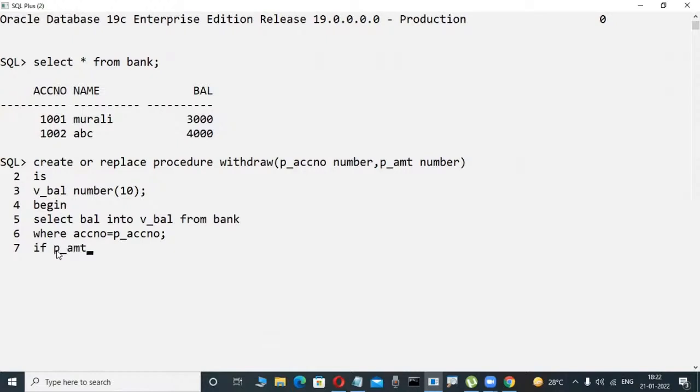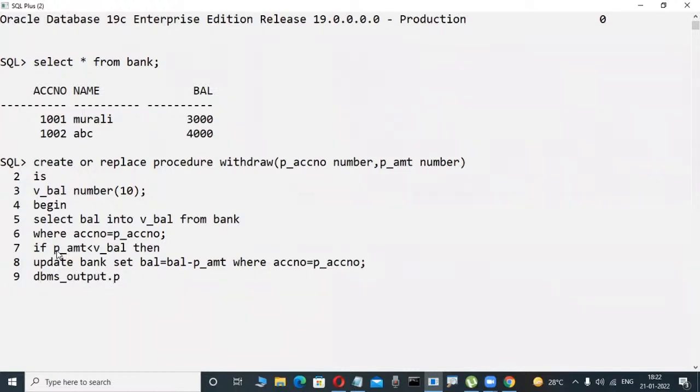Suppose here, logically observe, not the coding: if that amount is less than the available balance, then I want to affect that in the database. Update table name, set balance equal to balance minus p_amount. Some coding is there. Okay, fine. Now check it out. Here I am writing some message, same like in Java, some message I try to display.